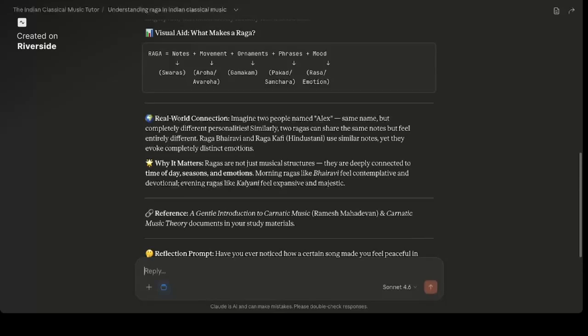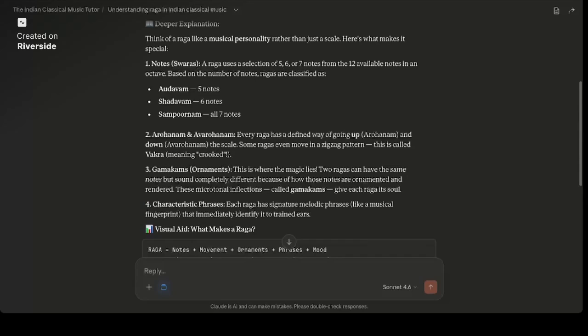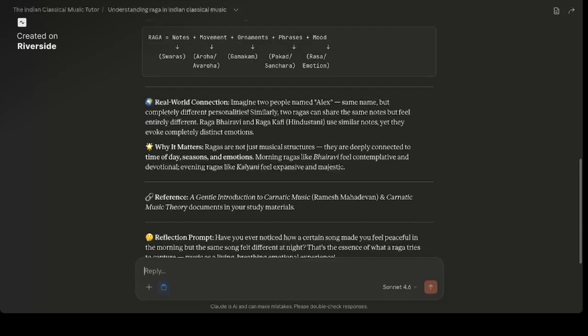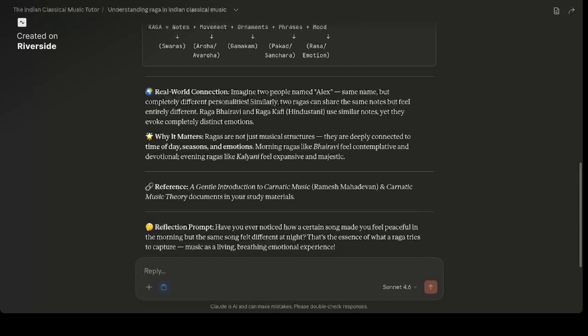So notice how she gives a simple answer first and progressively deepens the explanation with Arohanam and Avarohanam notations and references to her uploaded source documents. This is the multi-layered response format in action.